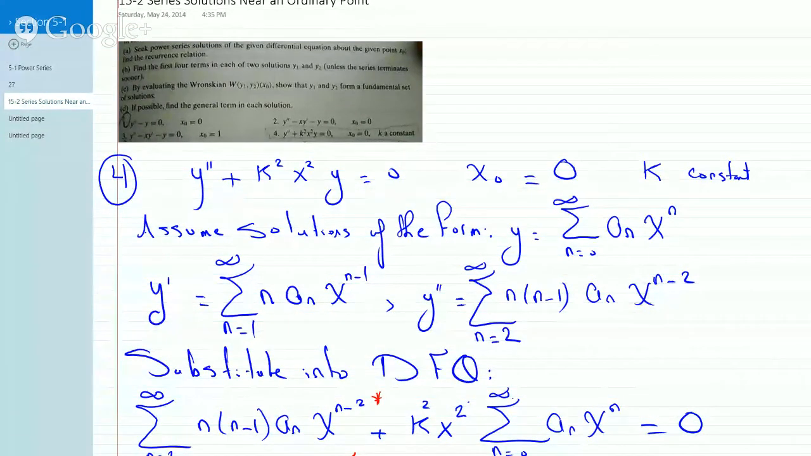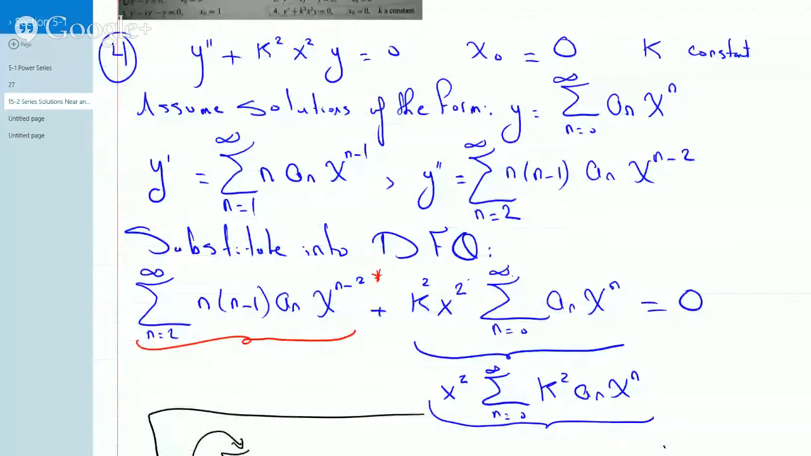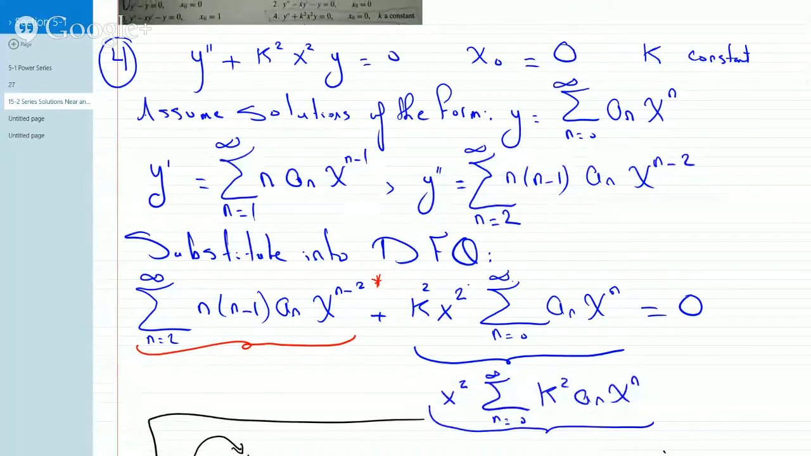Okay, so the way we start this is we assume solutions of the form of a power series centered at 0. So that's summation from n equals 0 to infinity of a_n x^n. Okay. And then we take derivatives of this. We take the first derivative, we take the second derivative, because we need the second derivative in the differential equation.